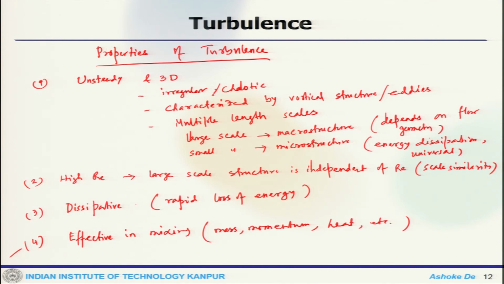So, these are essentially the broader characteristics or the properties of turbulence. In simple words, one can think of it as a truly unsteady and three dimensional flow field which is chaotic in nature. Now, the rest are essentially secondary level characteristics: large scale structure, small scale structure, dissipative, high Reynolds, scale similarity and all these.